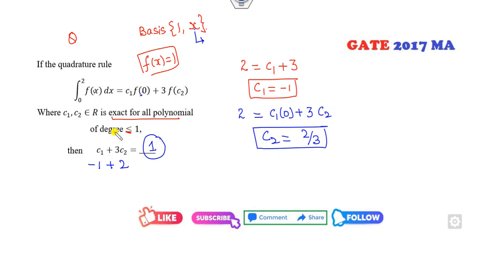Always remember, whenever a polynomial of certain degree is given, only the quadrature formula will be applicable. Simpson 1/3 rule is not applicable. Trapezoidal rule is not applicable.